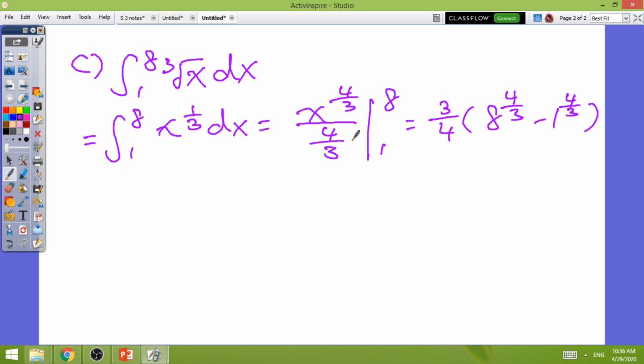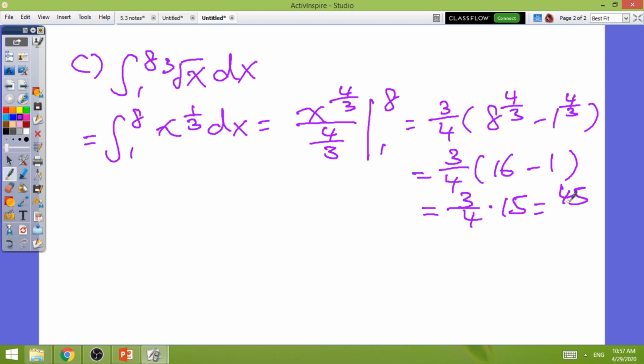4/3, once you flip it over, it turns out to be 3/4, so it's a greatest common factor. So 3/4, a to the power of 4/3, so cube root of 8, that's 2, 2 to the power of 4, which is 16. And this one is just 1 to the power of 4/3, which is 1. So we got 3/4 times 15. So 3 times 15, so we do have 45 over 4. So then that'd be the area under the curve from 1 to 8 of the integrand x to the power of 1/3.